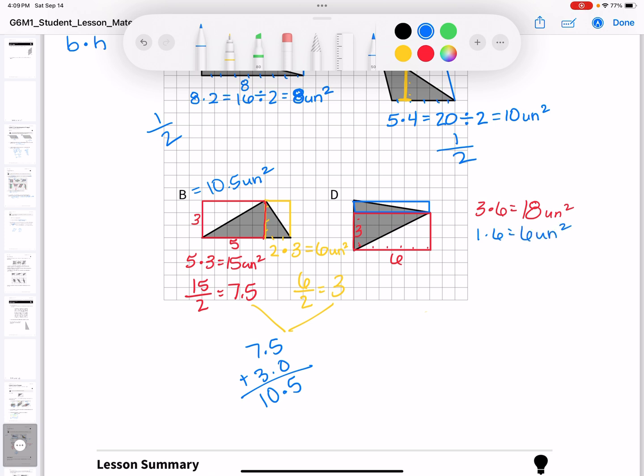But remember, we don't want the whole rectangles, we only want half. So 18 divided by 2 is 9, and 6 divided by 2 is 3. So 9 plus 3 is 12. So the area of this triangle is 12 units squared.